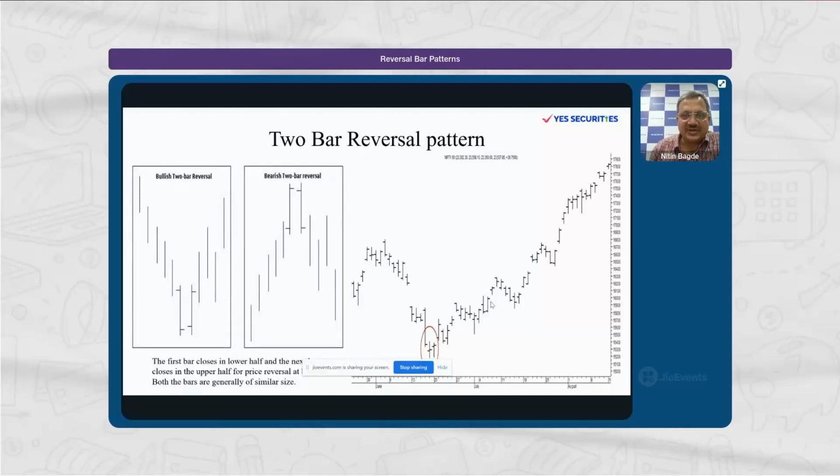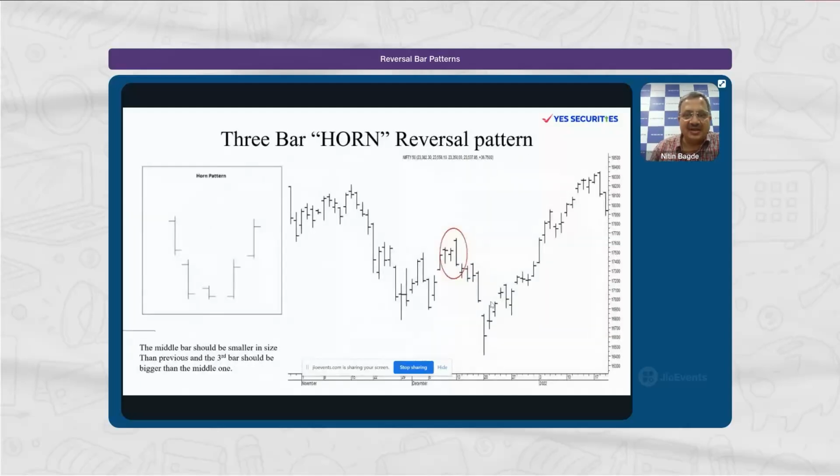So this is two bar reversal pattern. Now there is a three bar reversal pattern also. We call it horn pattern. Horn, this is the example, horn pattern. Basically there is one inside bar and then an outside bar. So these 1, 2 and 3 bars make horn pattern. And after this high is crossed, then the reversal is confirmed.